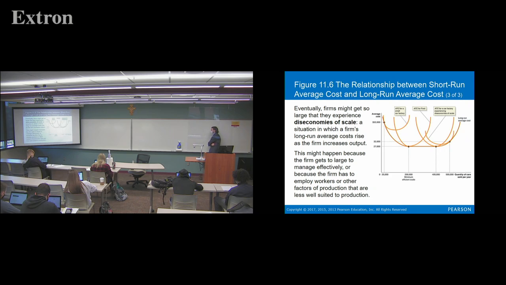Now, the diseconomies of scale. These might happen because as a firm gets too large, it's difficult to manage effectively. So worker productivity drops because you can't watch them all the time. Maybe they're slacking. Maybe they're just performing poorly and you don't catch it for a while because there's no one there to catch it early.